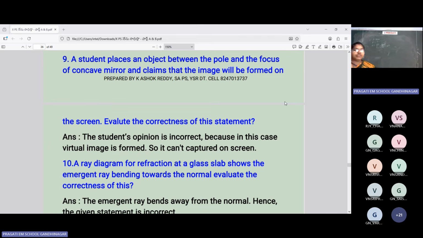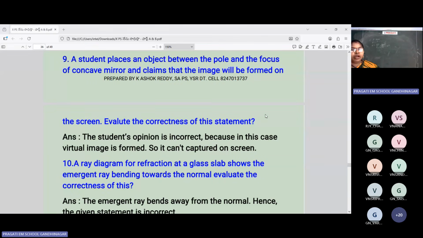See ninth question. A student places an object between the pole and focus of a concave mirror and claims that the image will be formed on the screen. Evaluate the correctness of the statement. Think children, this is the last case of the concave mirror. In the last case, between P and F, what is the nature of the image? Virtual and erect. Can we capture virtual images on the screen?